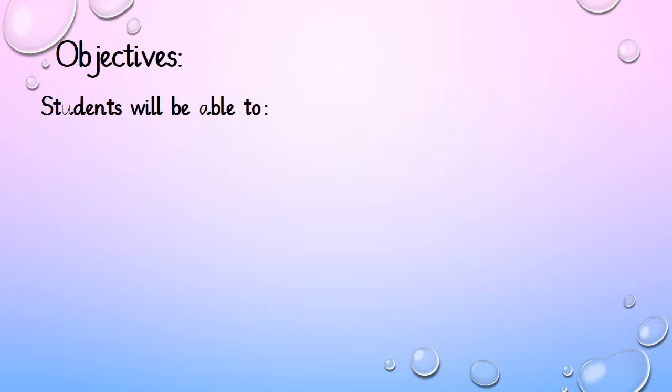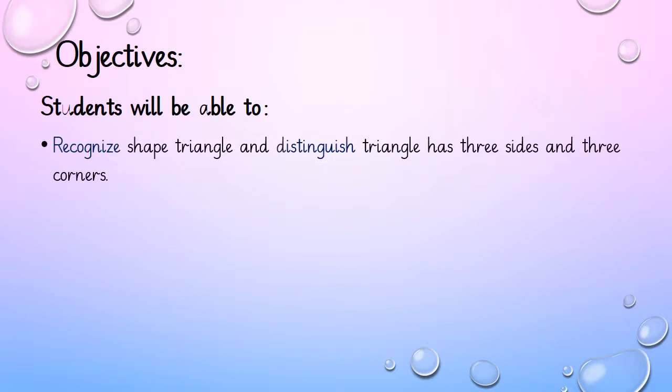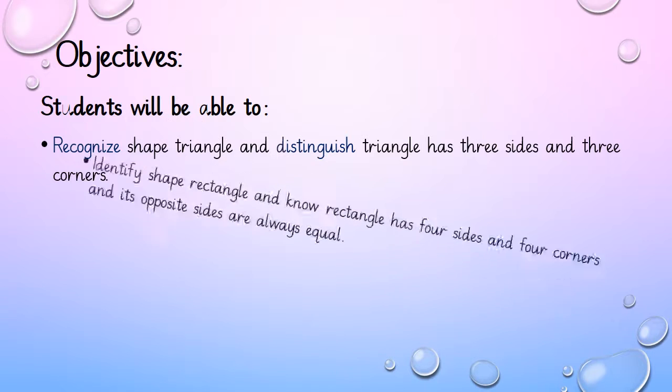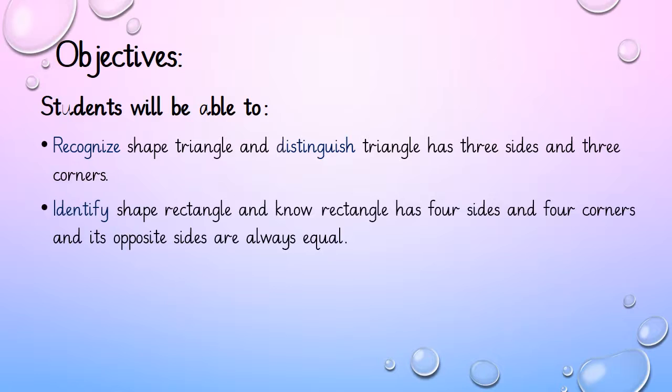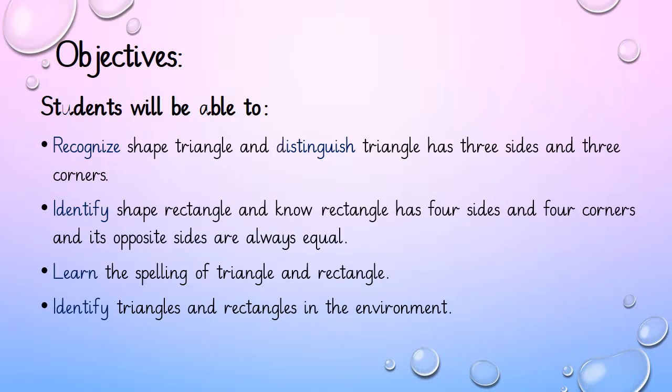Objectives of our lesson are: students will be able to recognize the shape triangle and distinguish that a triangle has three sides and three corners. Identify the shape rectangle and know that a rectangle has four sides and four corners and its opposite sides are always equal. Learn the spelling of triangle and rectangle. Identify triangles and rectangles in the environment. Trace and draw triangles and rectangles.